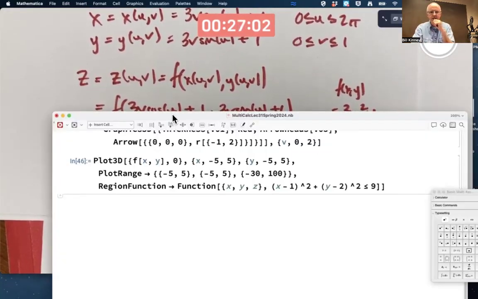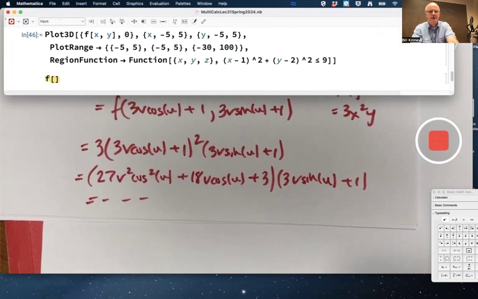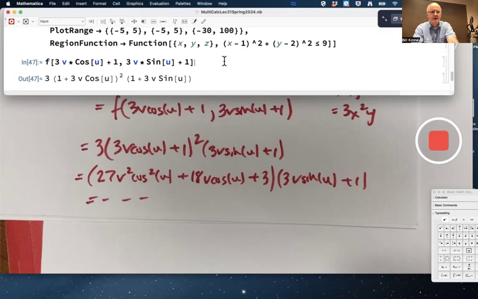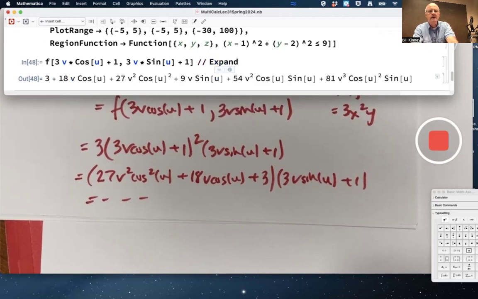Let's have Mathematica finish it. So I've got my function f entered. Let's just type it in: 3v cos u plus 2, comma, 3v sine u plus 2 into f. Expand. You can see it wrote down exactly what I wrote down by hand there. But expand that to simplify. There it is in all its craziness. You don't need to write that down.